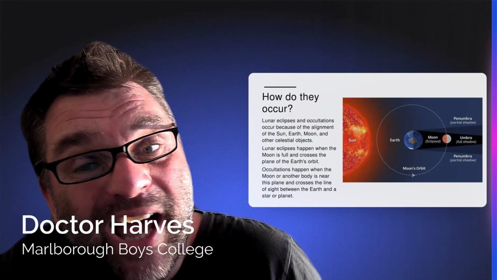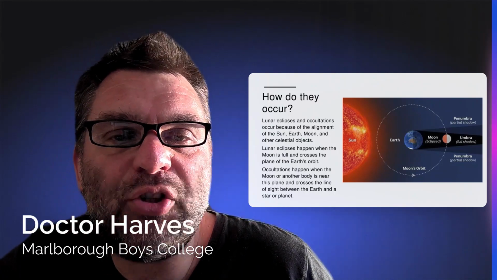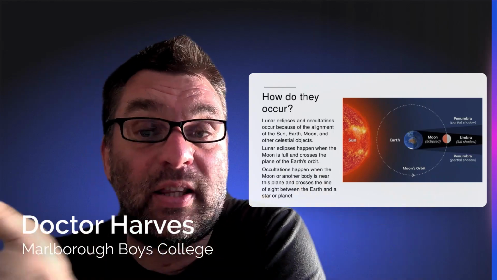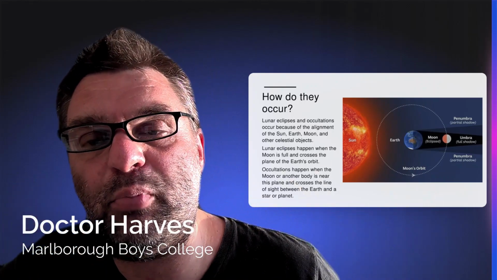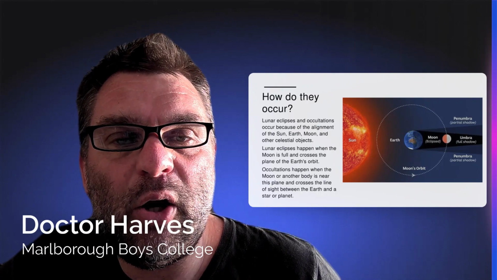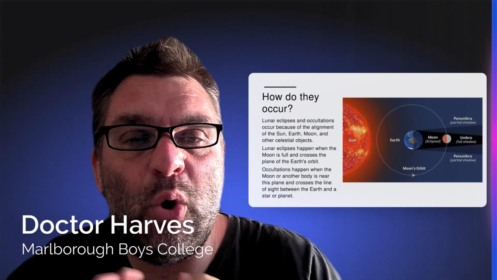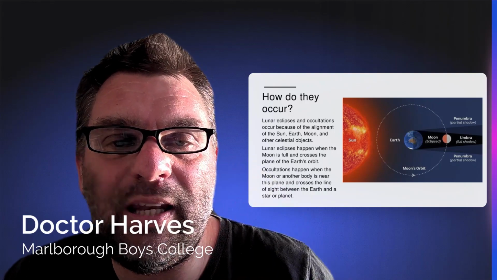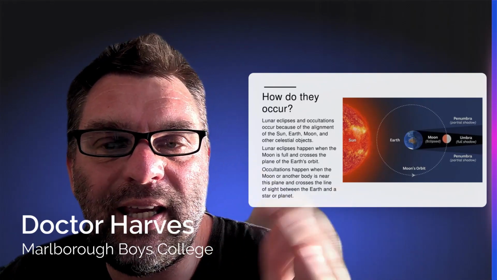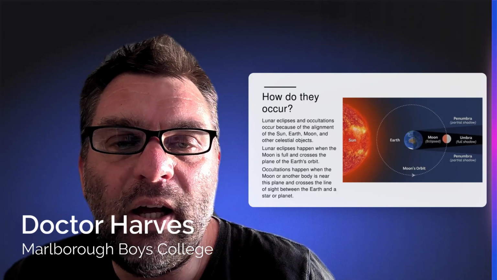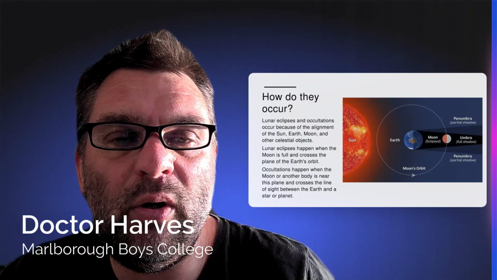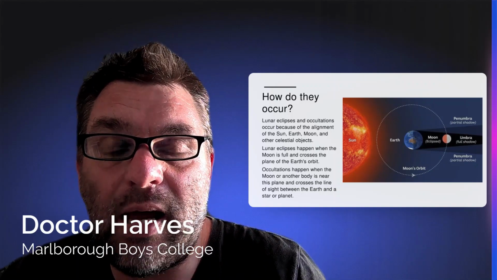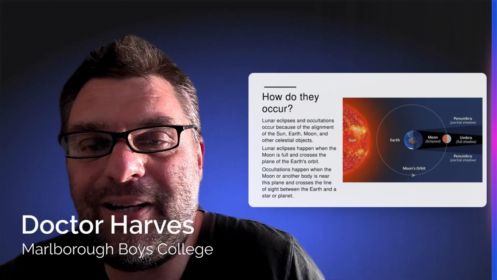And why do they occur, or how do they occur? Because of the alignment between the Sun, Earth, and Moon, and other celestial objects like the planet Saturn, as we saw in the previous slide. Lunar eclipses happen when the Moon is a full moon and crosses the plane of the Earth's orbit, as we see in the image there. Occultations happen when the Moon or another body is near the plane and crosses the sight line between the Earth and another star or another planet.